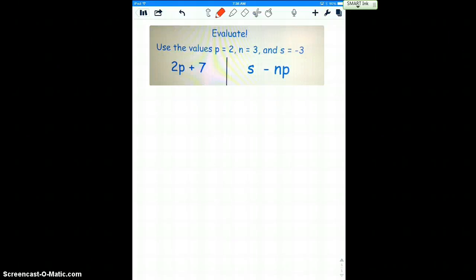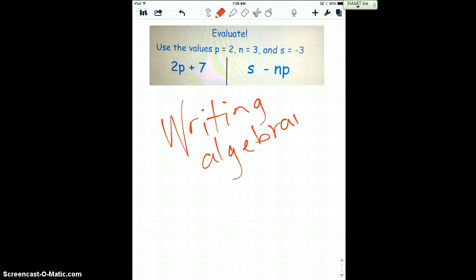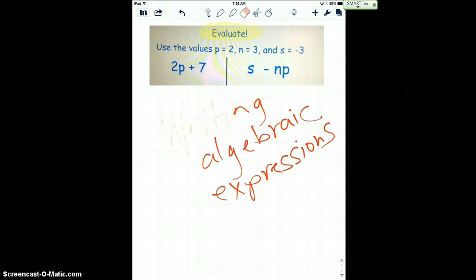Right, welcome. In class we are working with writing algebraic expressions. And we didn't get to really evaluate. All we did was pretty much write them. And when we talk about evaluating, that means we're plugging in numbers for variables and simplifying down to that final number.